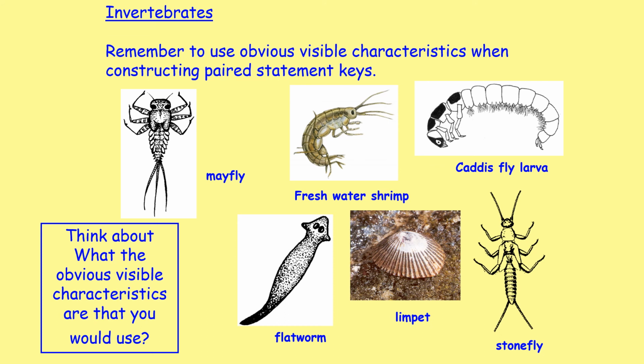How many tails does it have? Does it have 2 tails like the stonefly? Does it have 3 tails like the mayfly? How many legs it has? Those sorts of characteristics are what you should be using when you're trying to build your paired statement key.